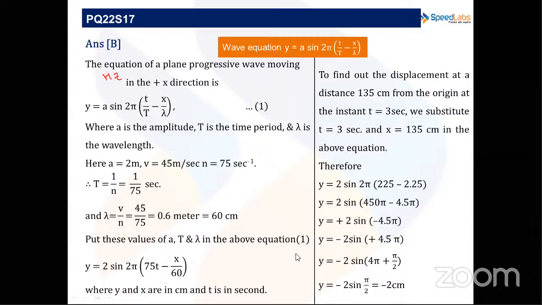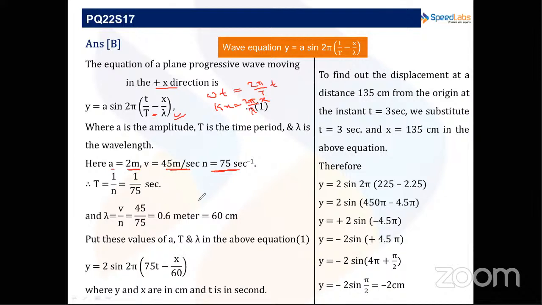Just a second. So they have assumed the equation of the wave moving in the positive x direction, that's why here is a minus. If it is moving in negative x, then it would be a plus. So it is a sin of omega t minus kx, where omega t is basically 2 pi by capital T into small t, and k is 2 pi by lambda. So they have taken 2 pi common and written this equation. Now the amplitude is given as 2, wave velocity is 45 meter per second, and frequency is given.